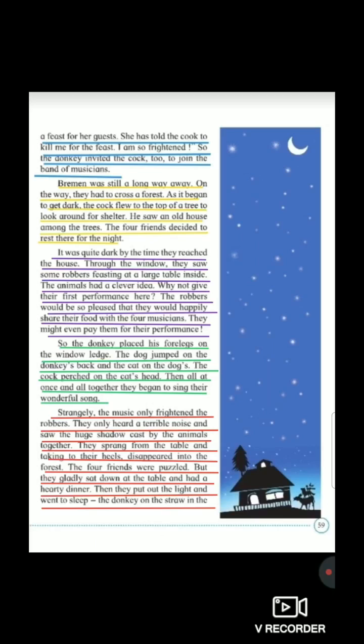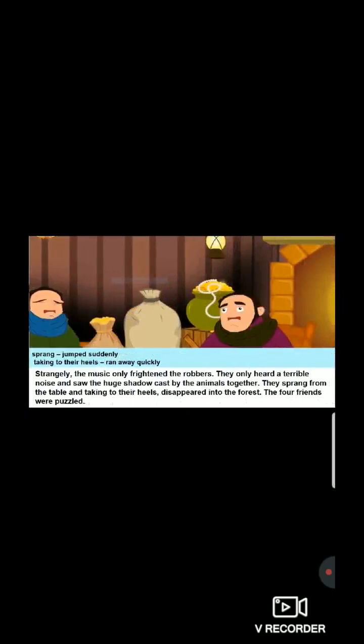So first of all, I am going to explain to you the last paragraph and then we will move to the next page. Okay. So here, strangely the music only frightened the robbers.